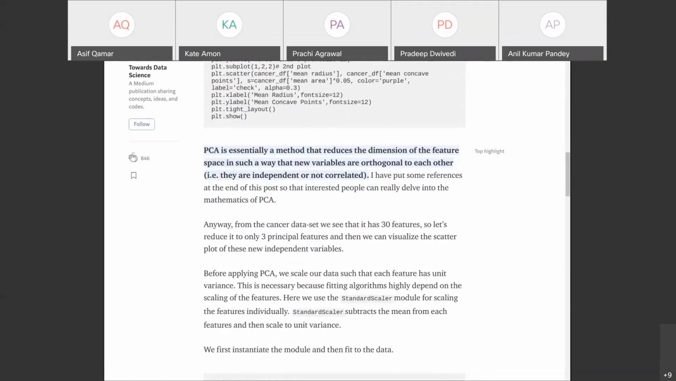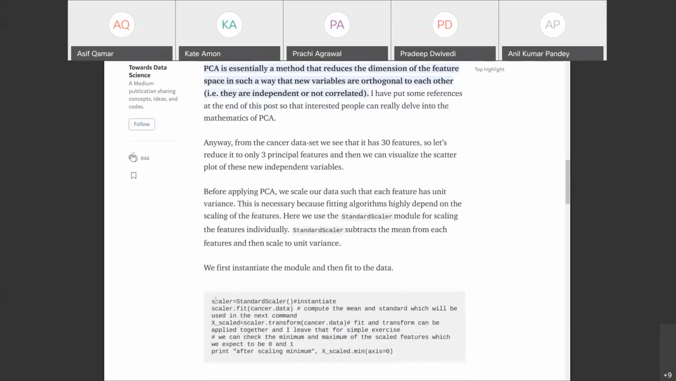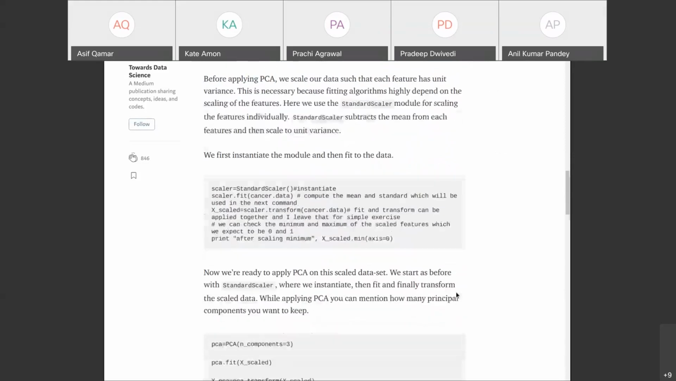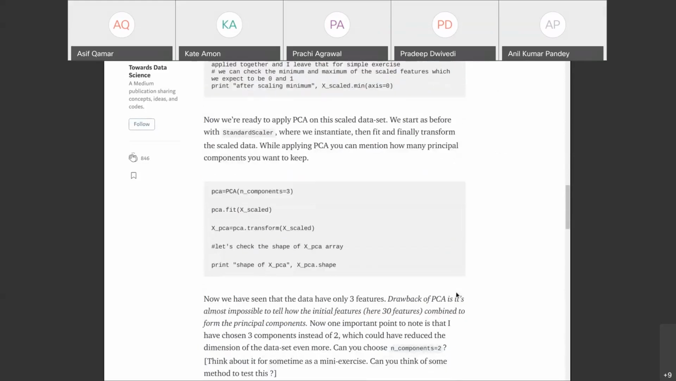So in Python, it's a one-liner. You just take a scaler and you can scale the data. It will scale it to a standard scale. And then the PCA part is unbelievably simple. Like I told you, clustering and PCA, unsupervised learning, from a coding perspective is extraordinarily simple. Two lines and it does it.